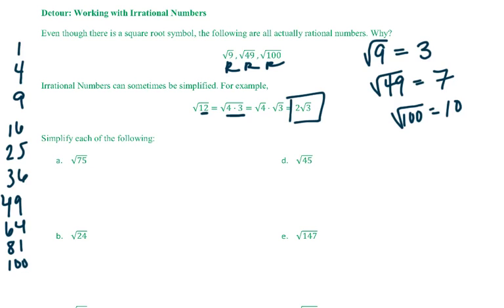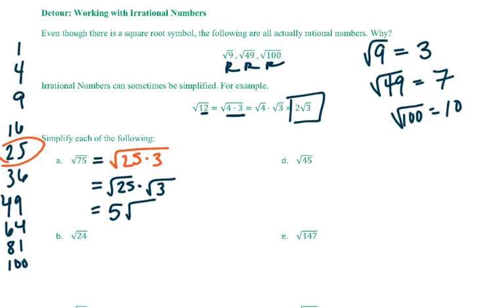We're going to do each of the following problems here. Simplify each of the following. The first one is square root of 75. The biggest perfect square that can go into 75 is 25. So we're going to rewrite it as square root of 25 times 3. Then we get the square root of 25 times the square root of 3, and the square root of 25 is equal to 5. So fully simplified, the square root of 75 is equal to 5 square root of 3.